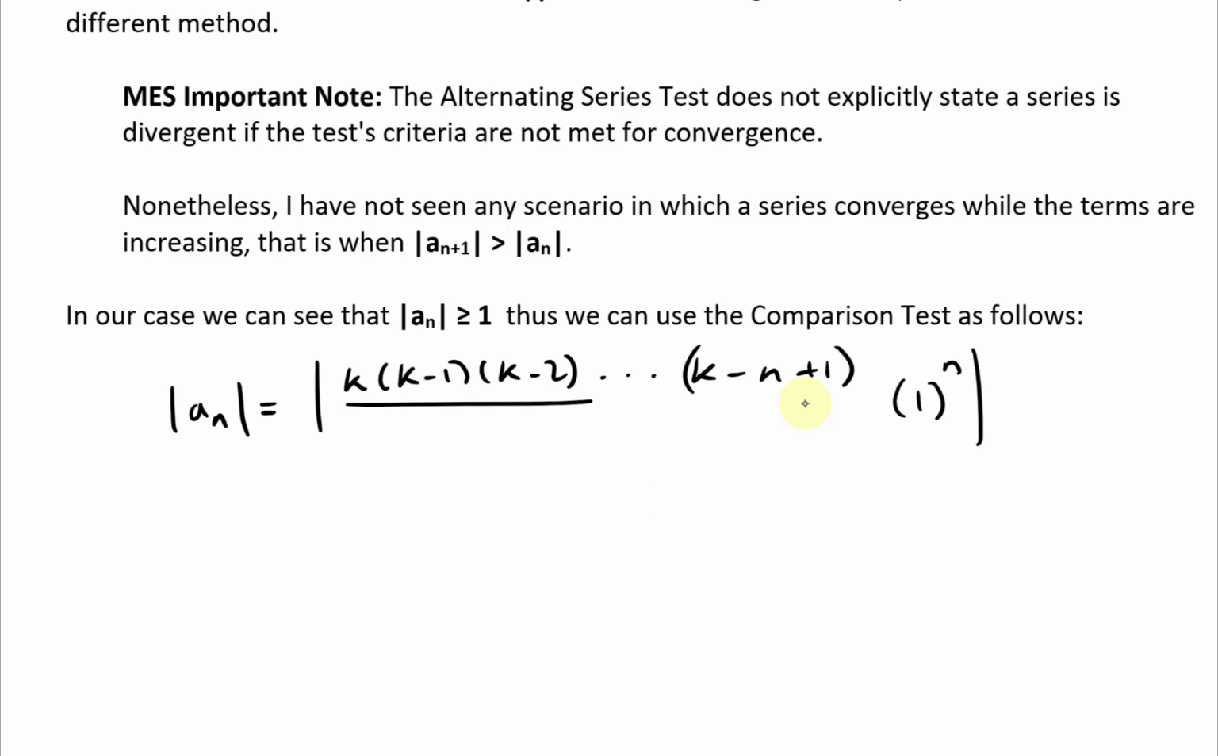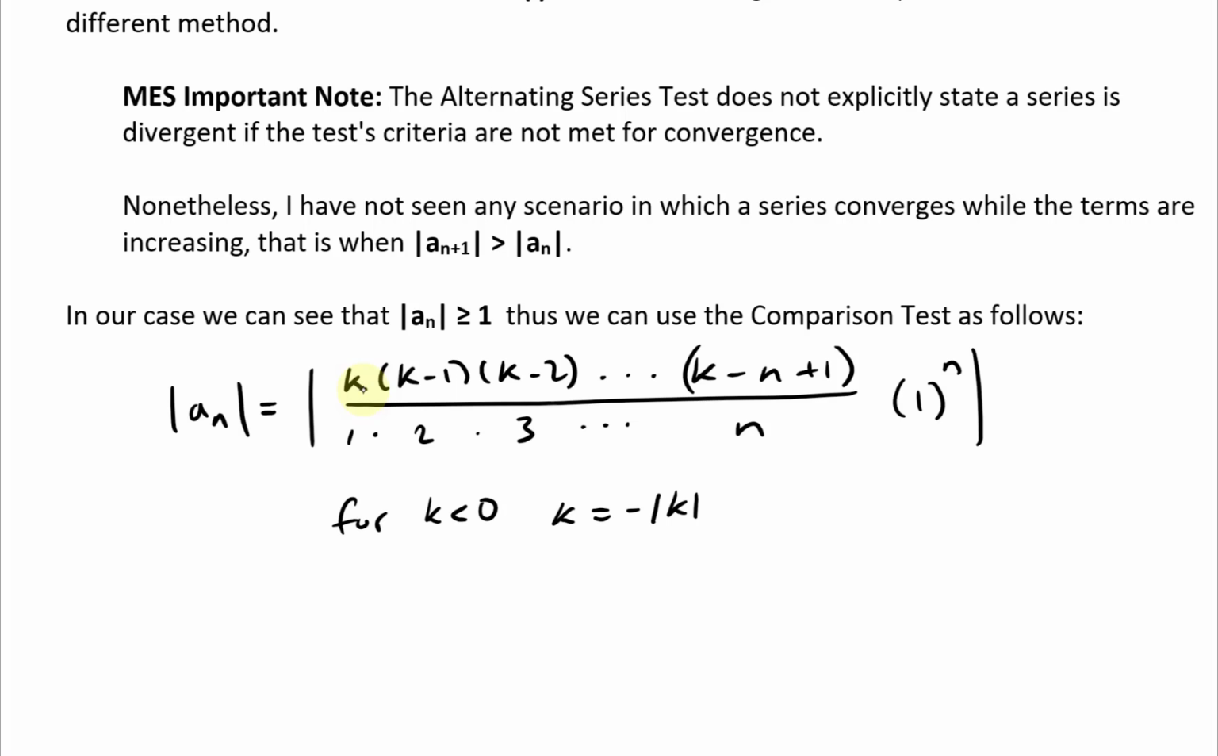Now we divide this by n factorial, which is 1 times 2 times 3 all the way to n. Now for this multiplication that we're doing, k is going to be equal to negative absolute value of k. The larger the number inside the absolute value sign, we want this to be as large as possible. So I'll just write it here for k less than 0.